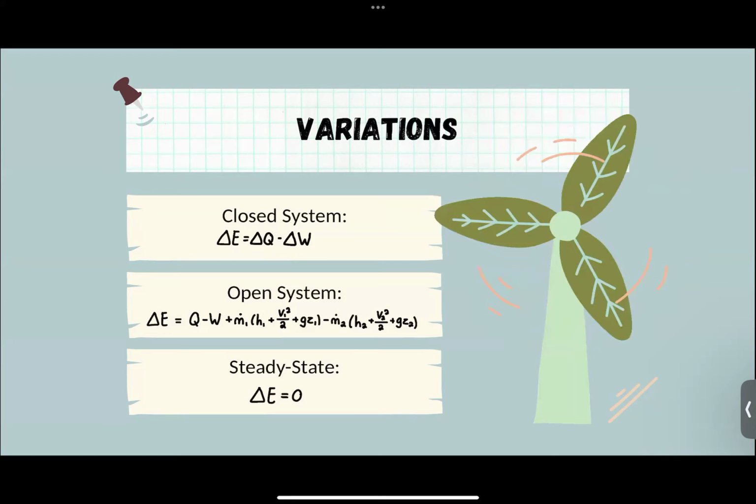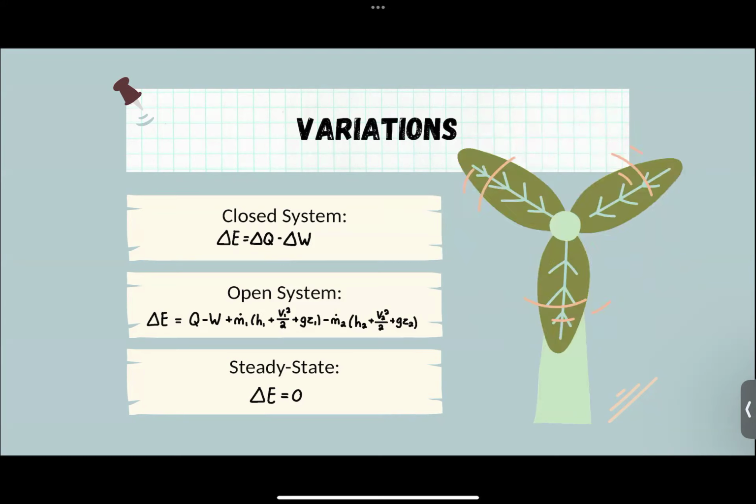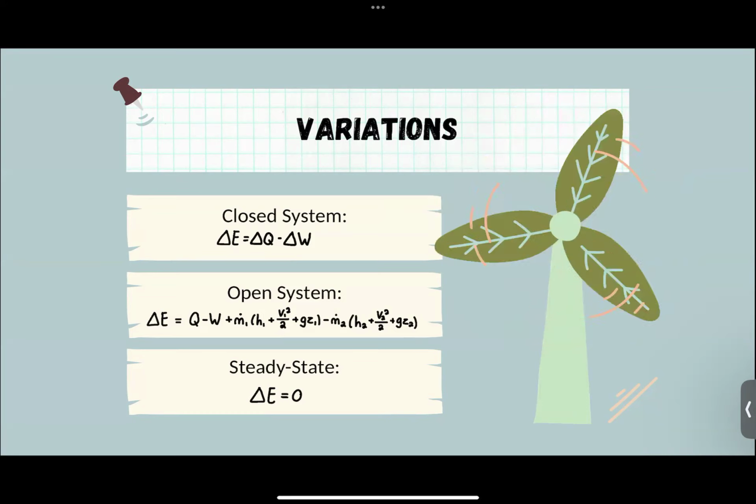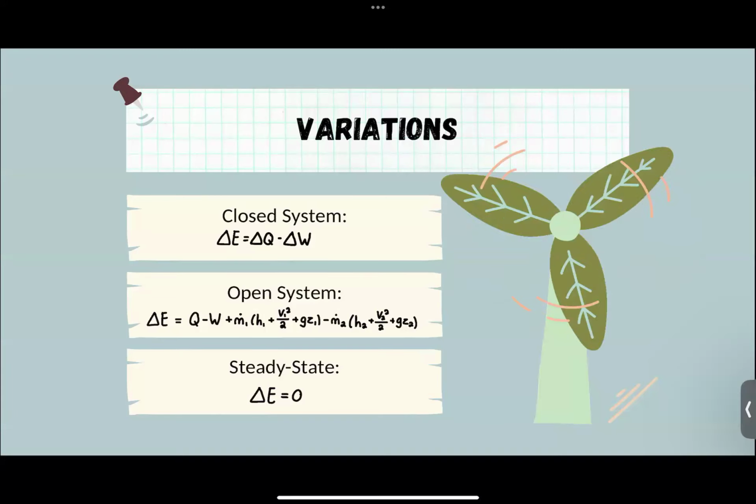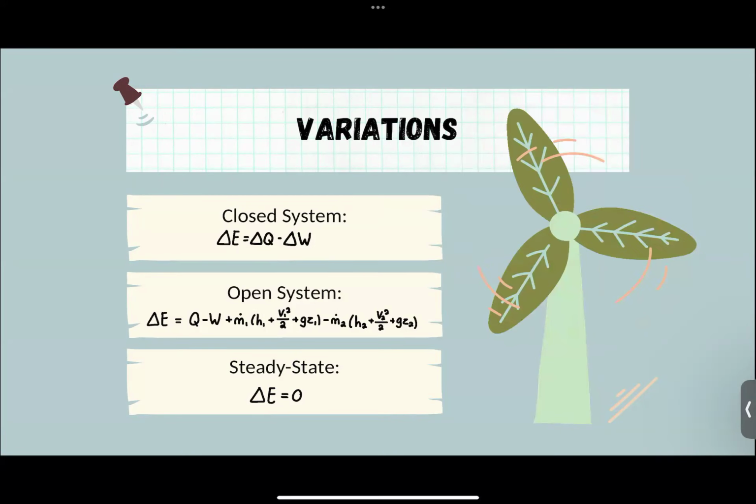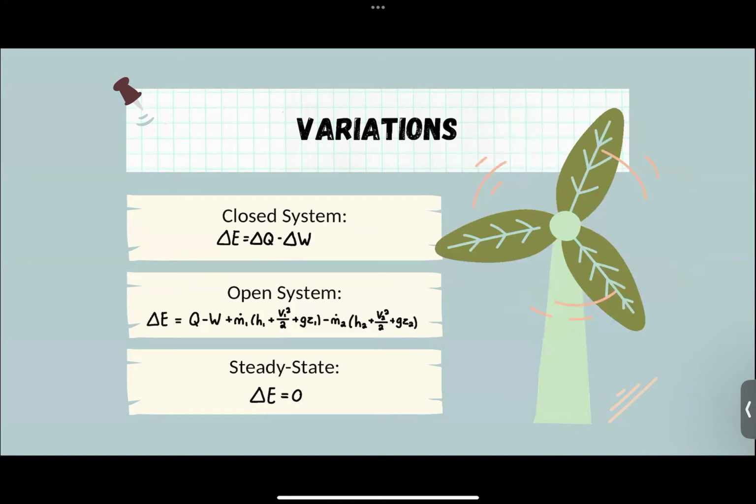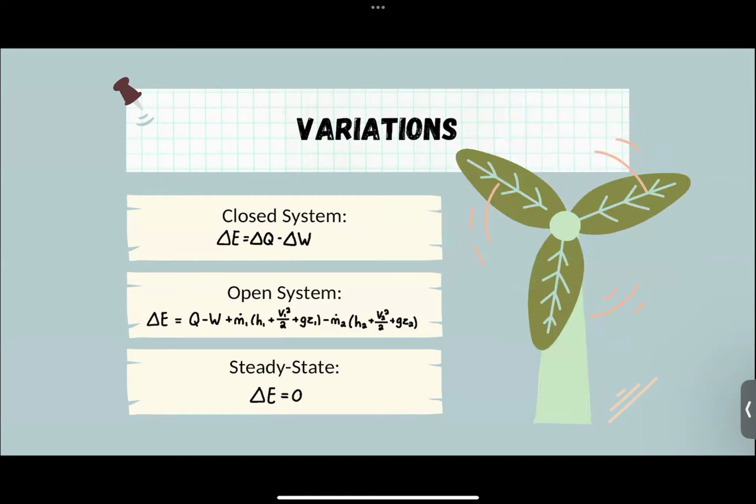So for both open and steady state systems, so the last two, the first law can be expressed to account for enthalpy, kinetic energy, and potential energy changes. And that comes really handy for steady state equations. And you can see it right here for open systems.